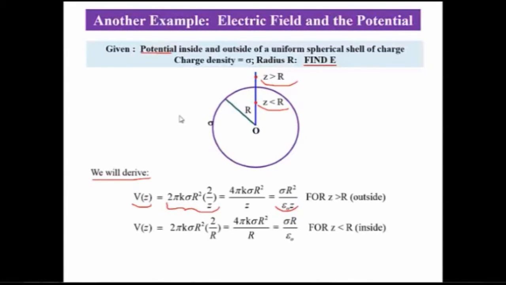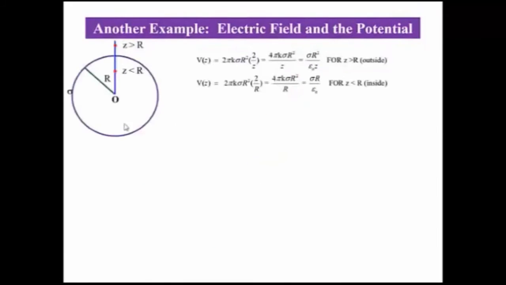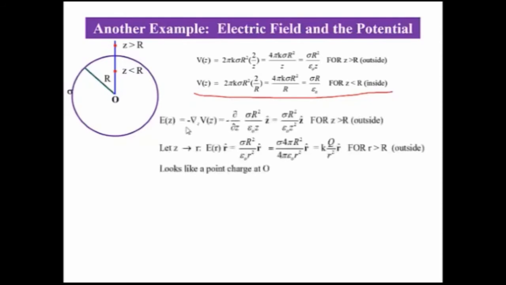Inside, when we do the problem, we find that the potential replaces the z with capital R. And so when you simplify this, you can see that if you have R squared over R, you just get an R. And so this is the result inside. And it's clear that that's a constant. So I've rewritten the equations that we're going to derive. Let's find the E fields.